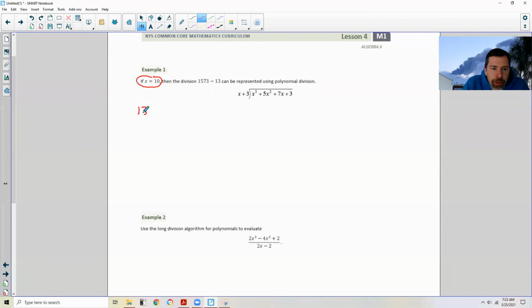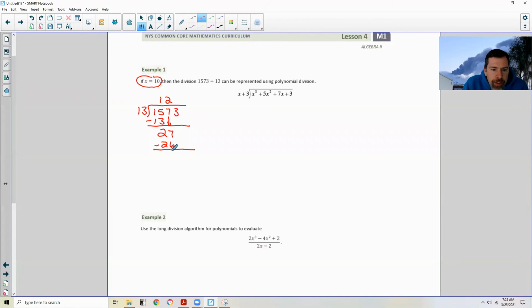So we're dividing 1573 by 13. The way we do this is, how many times does 13 go into 15? It's 1. 1 times 13 is 13. And you subtract, 15 minus 13 is 2. You bring down the 7. And you ask yourself, how many times does 13 go into 27? Well, it's 2. 2 times 13 is 26. And we subtract.